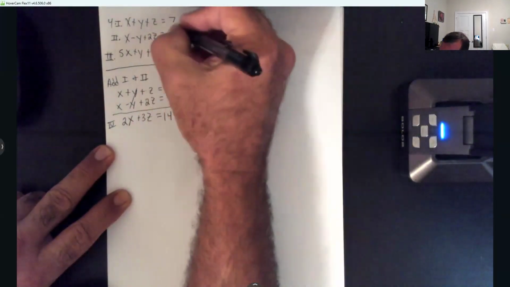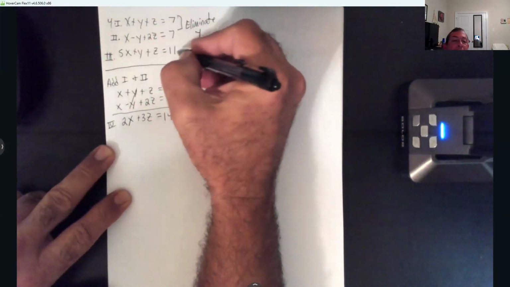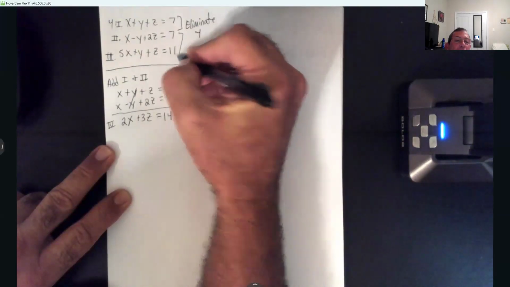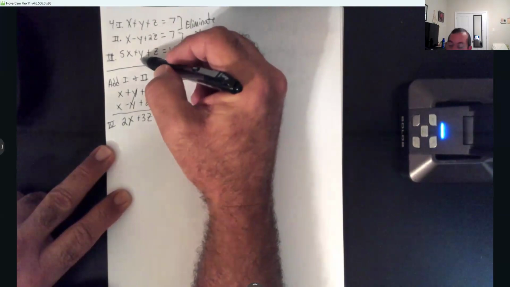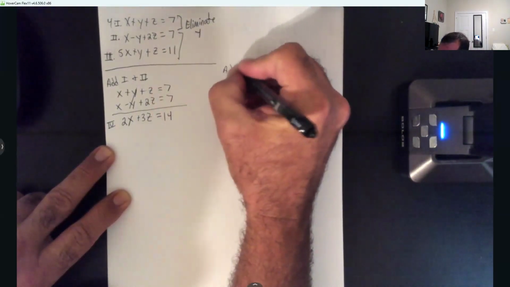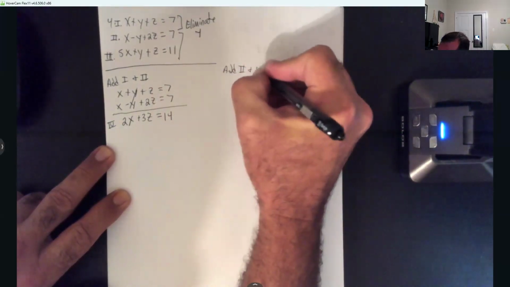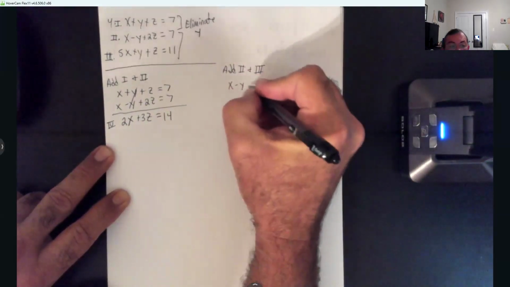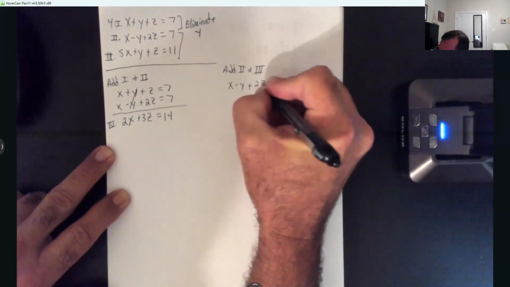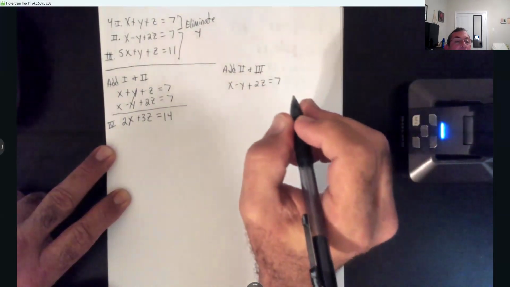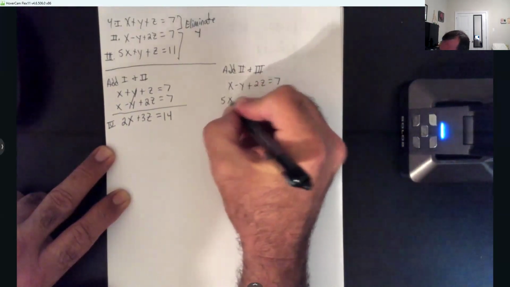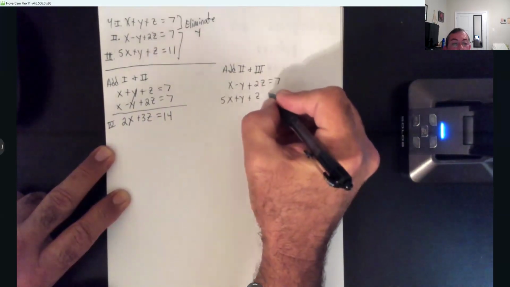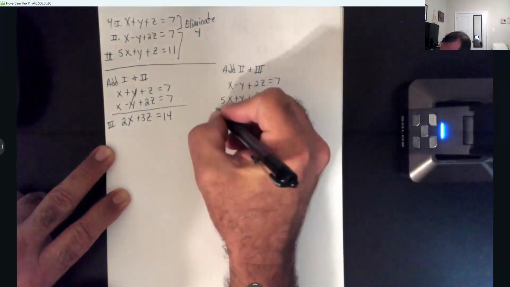Now we used those two. So now you've got to use the last row with either of the first two. So I just picked the two again because of the negative and positive y. So I'm going to add 2 and 3 this time. So 2 was x minus y plus 2z equals 7. 3 was 5x plus y plus 1z equaled 11.